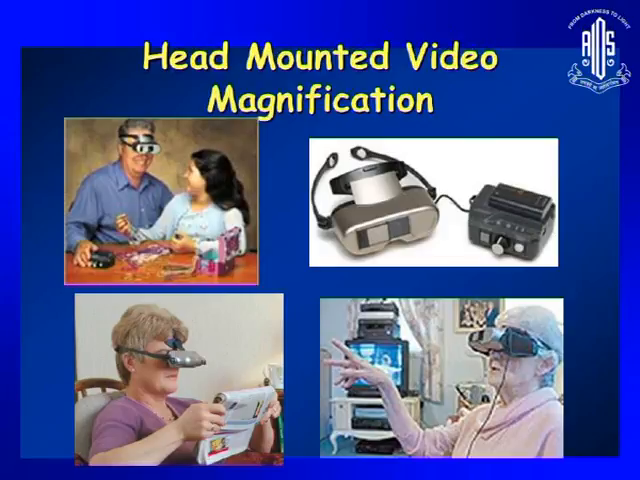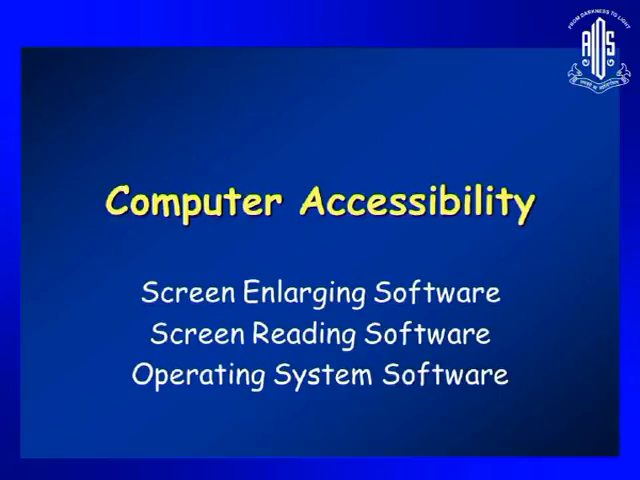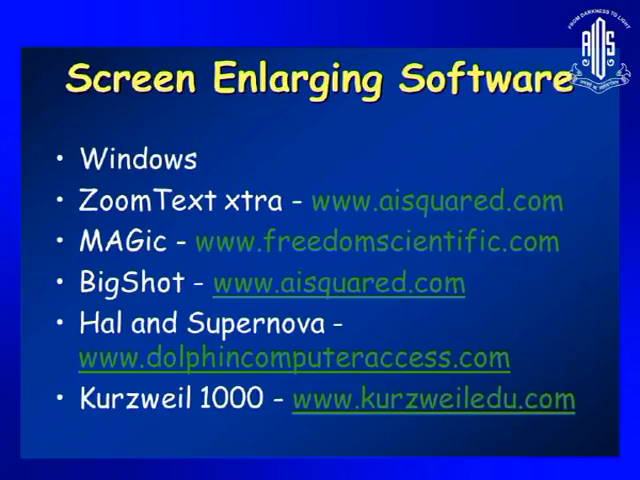Right now it works out to around $1,500, but I think if they can tap an Indian or a Chinese market and are able to build volumes, that should be available at an affordable price. So this head-mounted video magnification will be one of the recent technologies that you will see maybe in another 5 years' time in the Indian market. Computer accessibility is also one of the important areas. Screen enlarging software and screen reading software are available, and you don't need to really spend money on these things.